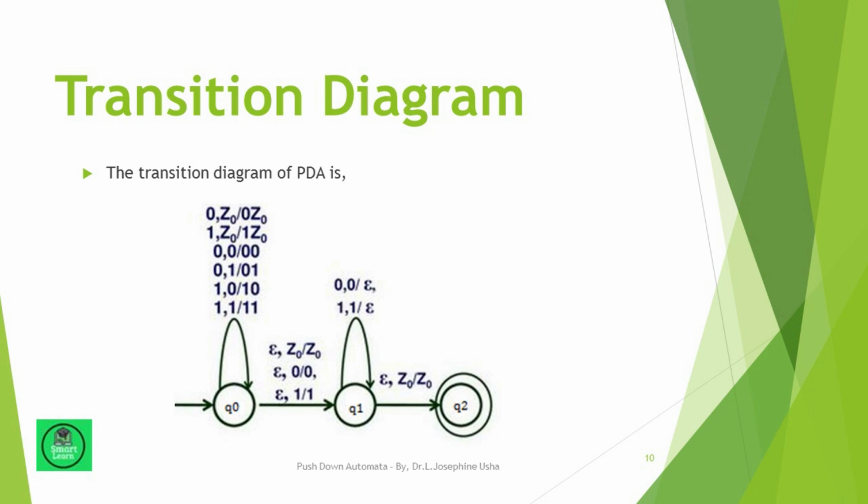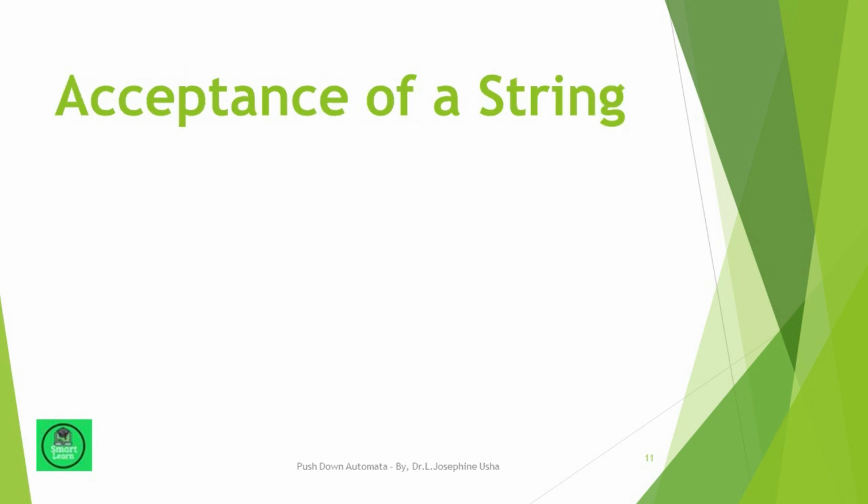So before and after the transition, what the stack content will be is represented using this. For each and every edge we have a label, which represents the input symbol, and the content of the stack before as well as after. This is the way we can draw the transition diagram of a pushdown automata.